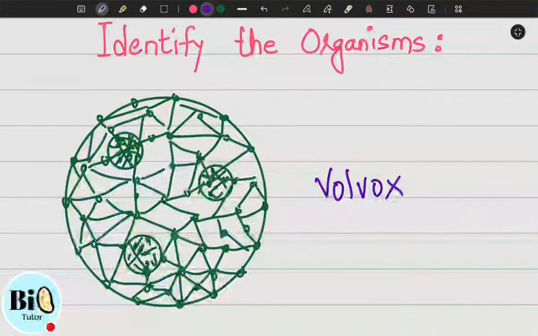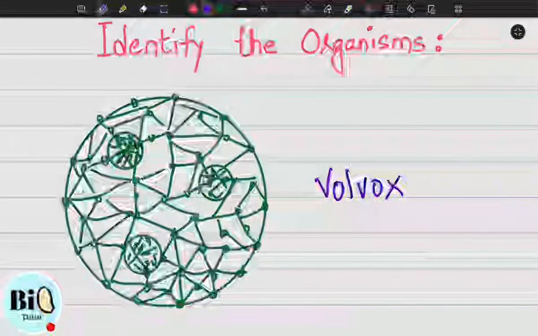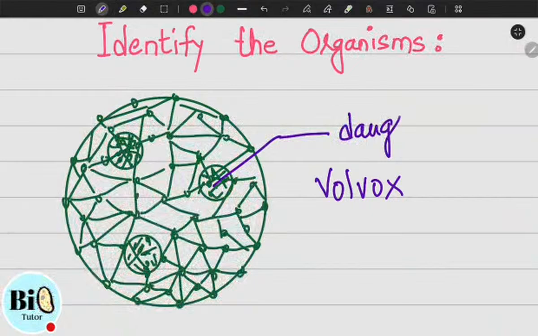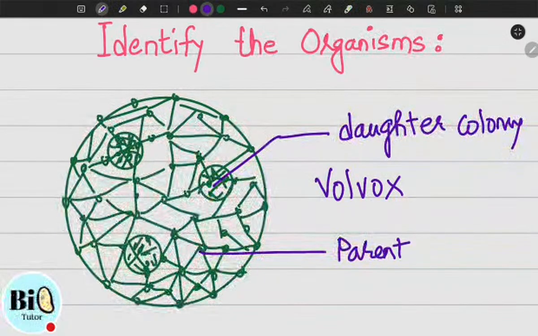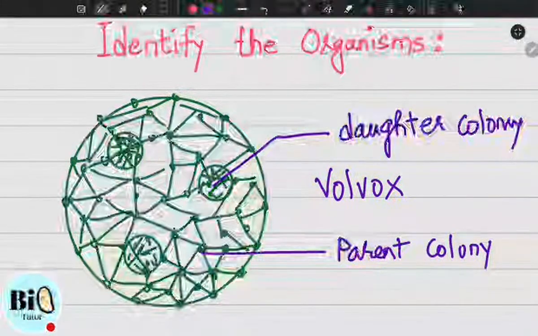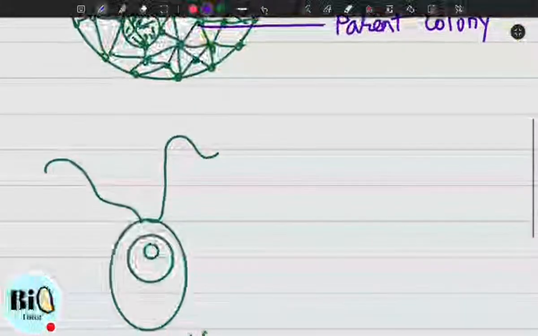So for Volvox, we know that Volvox is colonial and it's a green algae. And there are two labelings in the book. So first one is for this small colony, which is actually the daughter colony. And then the other labeling is for this big colony, which is the parent colony. Alright, so this is like a quick revision for you. So we are done with the first organism. Let us move on to the next organism.